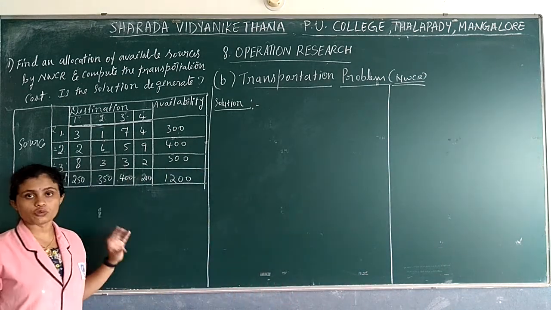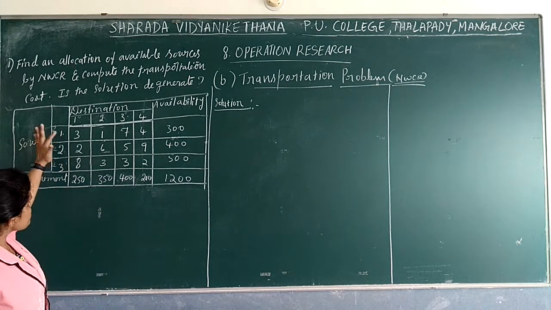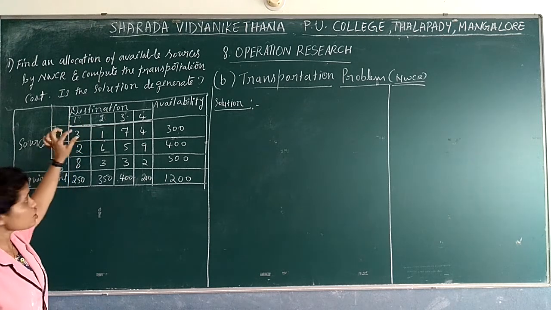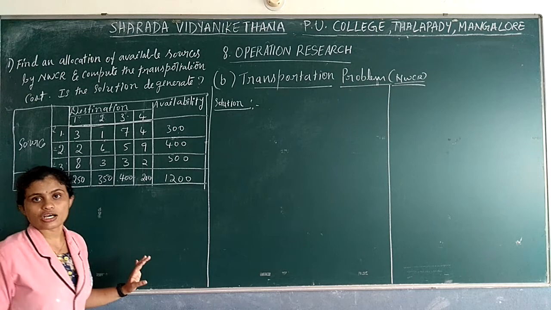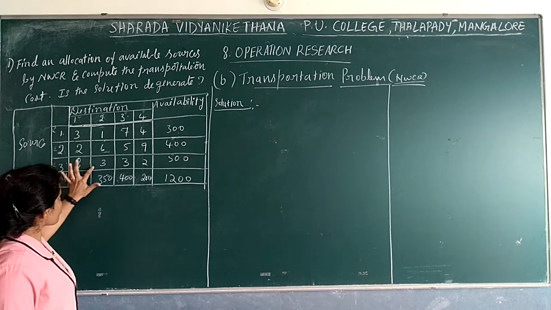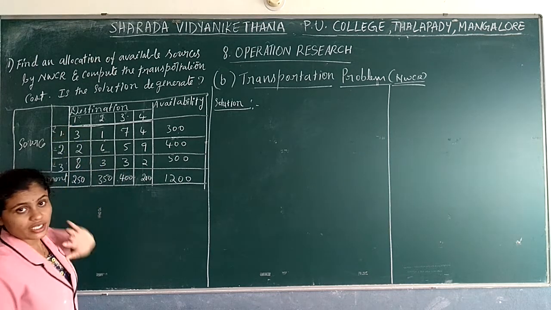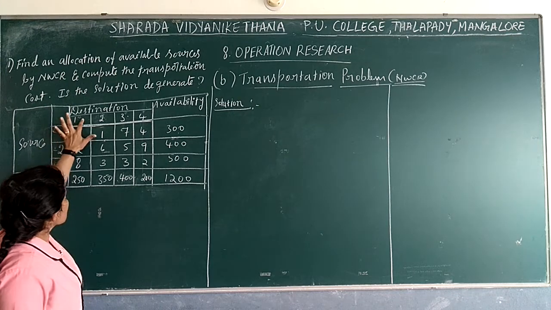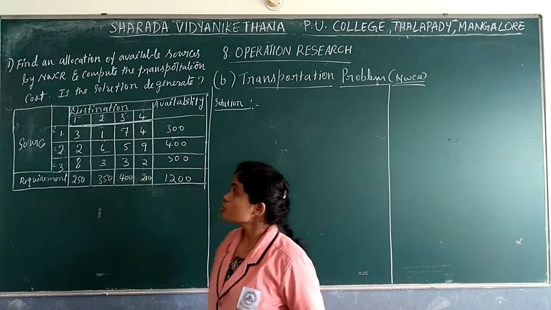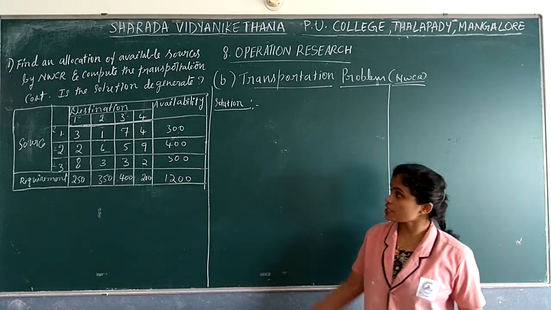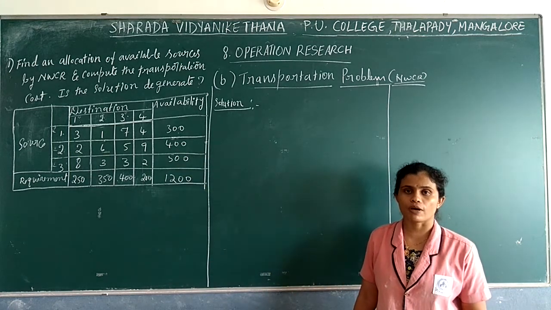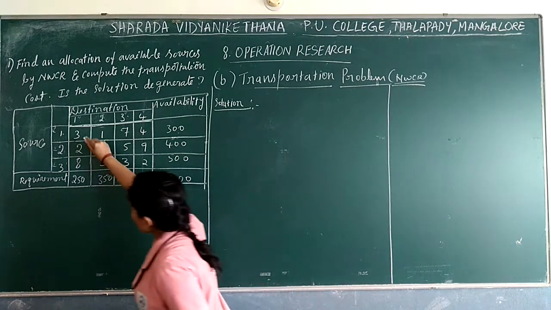Now if you want to transfer from the first factory to the first destination, what is the cost? The cost is rupees 3. So these are the costs available if you want to transfer to different destinations. From the second source to the first destination, this is the cost. From the third source to the first destination, this is the cost. Now we have to allocate the units based on availability and requirement, by seeing which is minimum. That we have to allocate here.